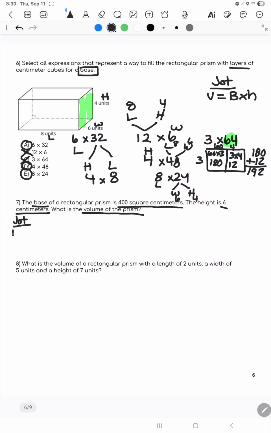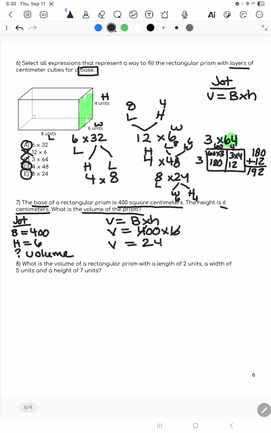So I know the base equals 400 and the height is 6. Trying to find the volume. The formula I'm going to use is volume equals base area times height. Plugging in 400 times 6. 4 times 6 is 24. And add in 2 powers of 10, 2,400 cubic centimeters.